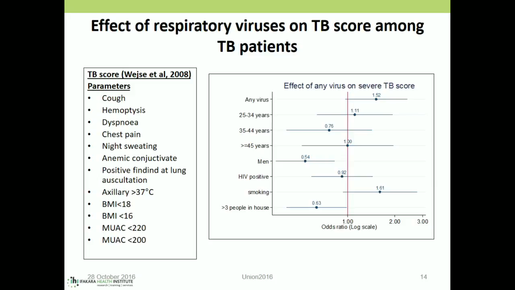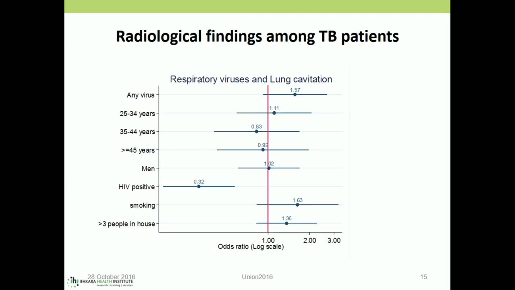whereby we looked at any virus. If you see any virus, do these patients have different clinical phenotypes between severe and mild? With any virus, of course, there was borderline significance, with an odds ratio of about 1.52. Of course, the confidence interval crosses the no effect line of one. Smoking also had a borderline significance, but it points out that viruses could have an impact on the clinical presentation of TB patients.